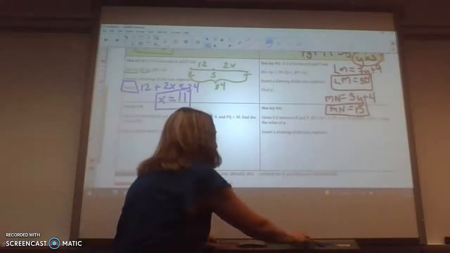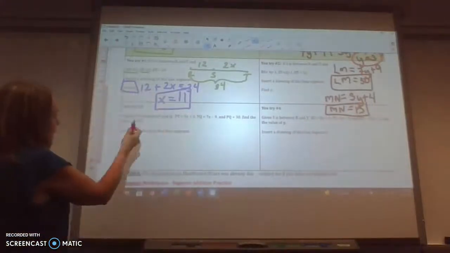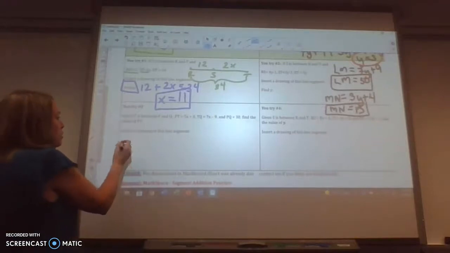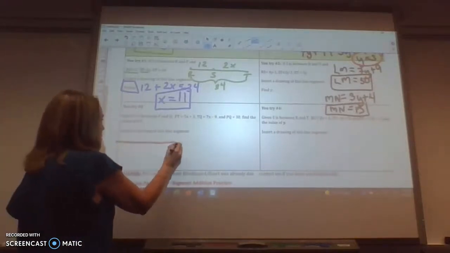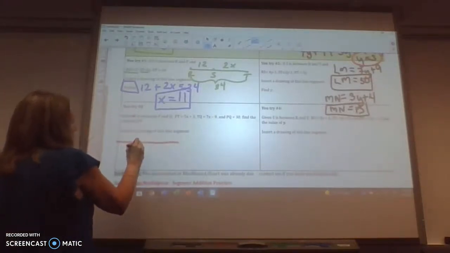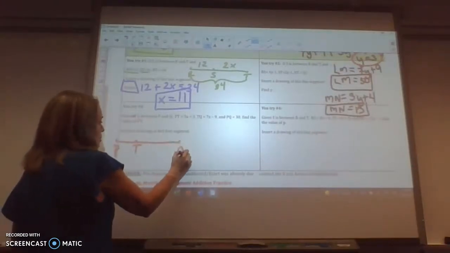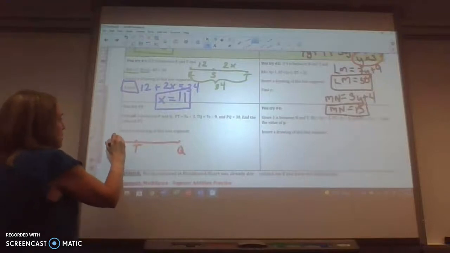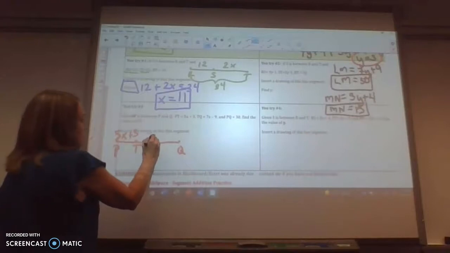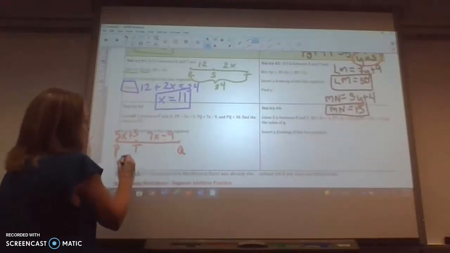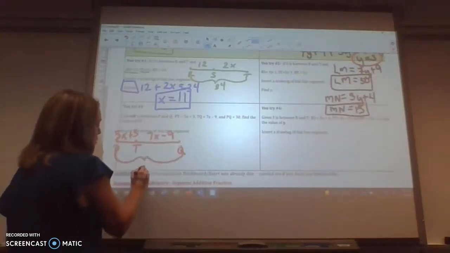Again, I don't have a drawing, so I'm going to do the drawing. T is between P and Q. PT is 5x plus 3. TQ is 7x minus 9, and the whole thing is 30.